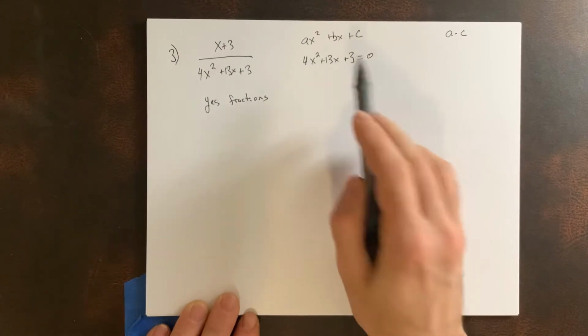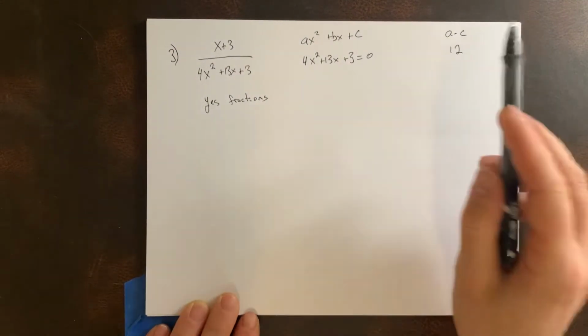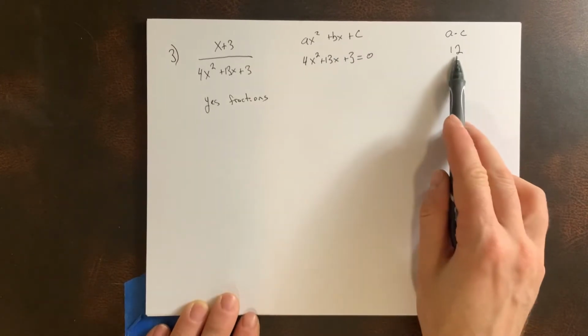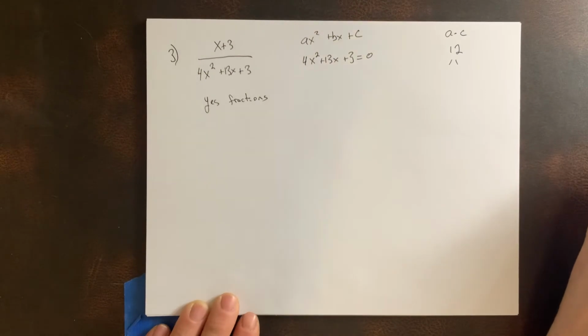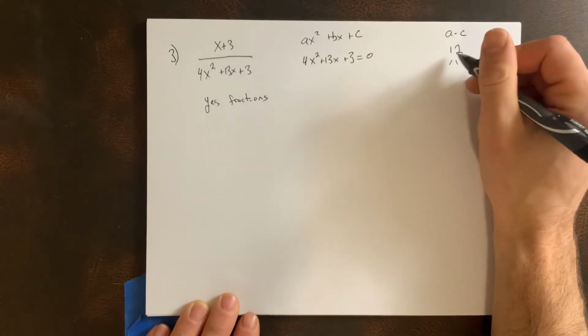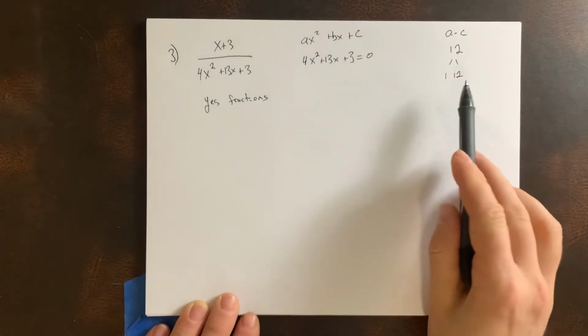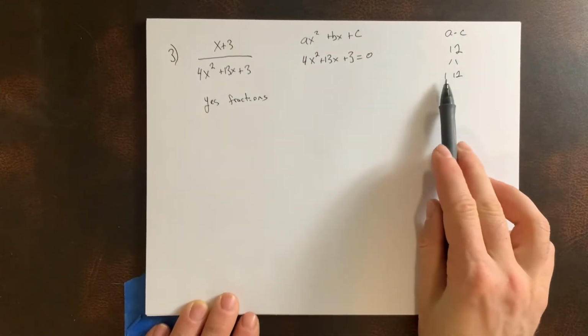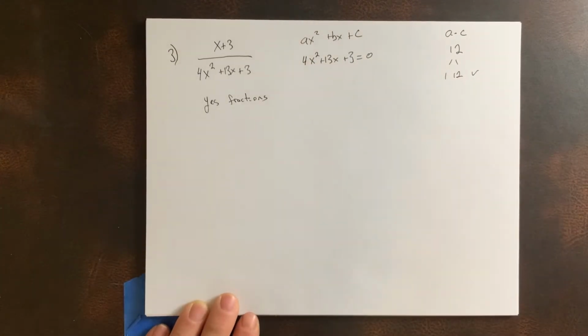So that's going to be 4 times 3, which is 12. And now we need to find all the numbers that multiply to this number, but also add up to this middle number. So let's start with what multiplies to 12. We have 1 and 12. That ends up being the right one we need. So 1 times 12 is 12, and 1 plus 12 is 13. So this is the pair that we need.